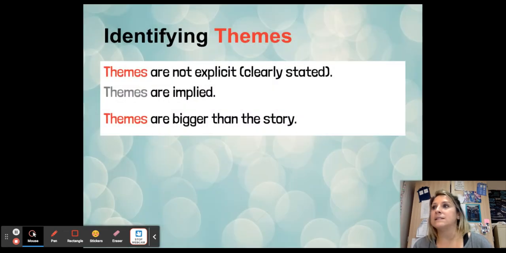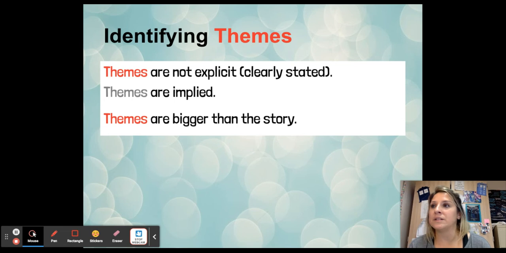Okay, to identify a theme, you need to know that themes are not explicit. So they're not always clearly stated. It does not tell you at the end of the story, the theme of the story is. Okay, themes are implied, so you have to infer it from context. You have to take background knowledge and then the context of the story and infer or imply a theme.